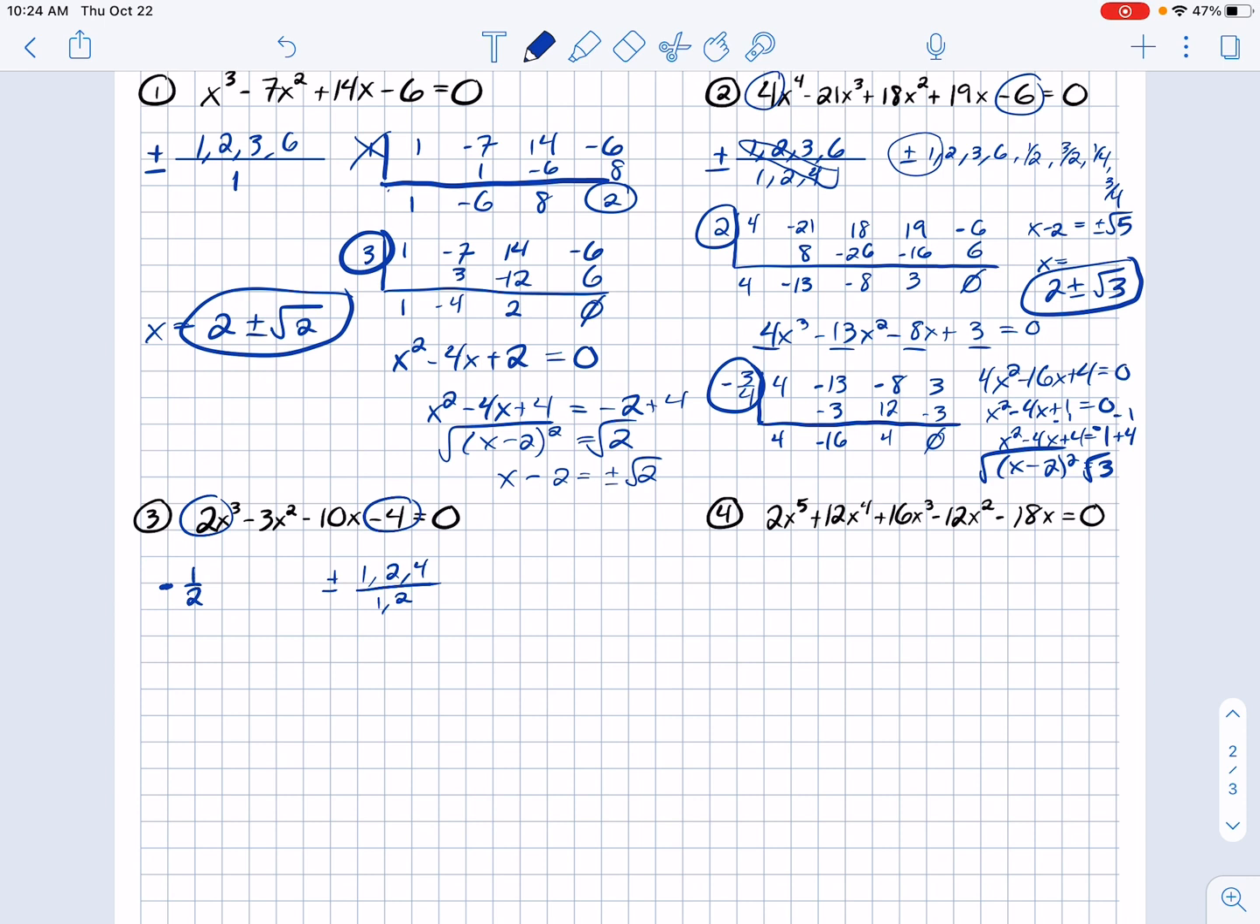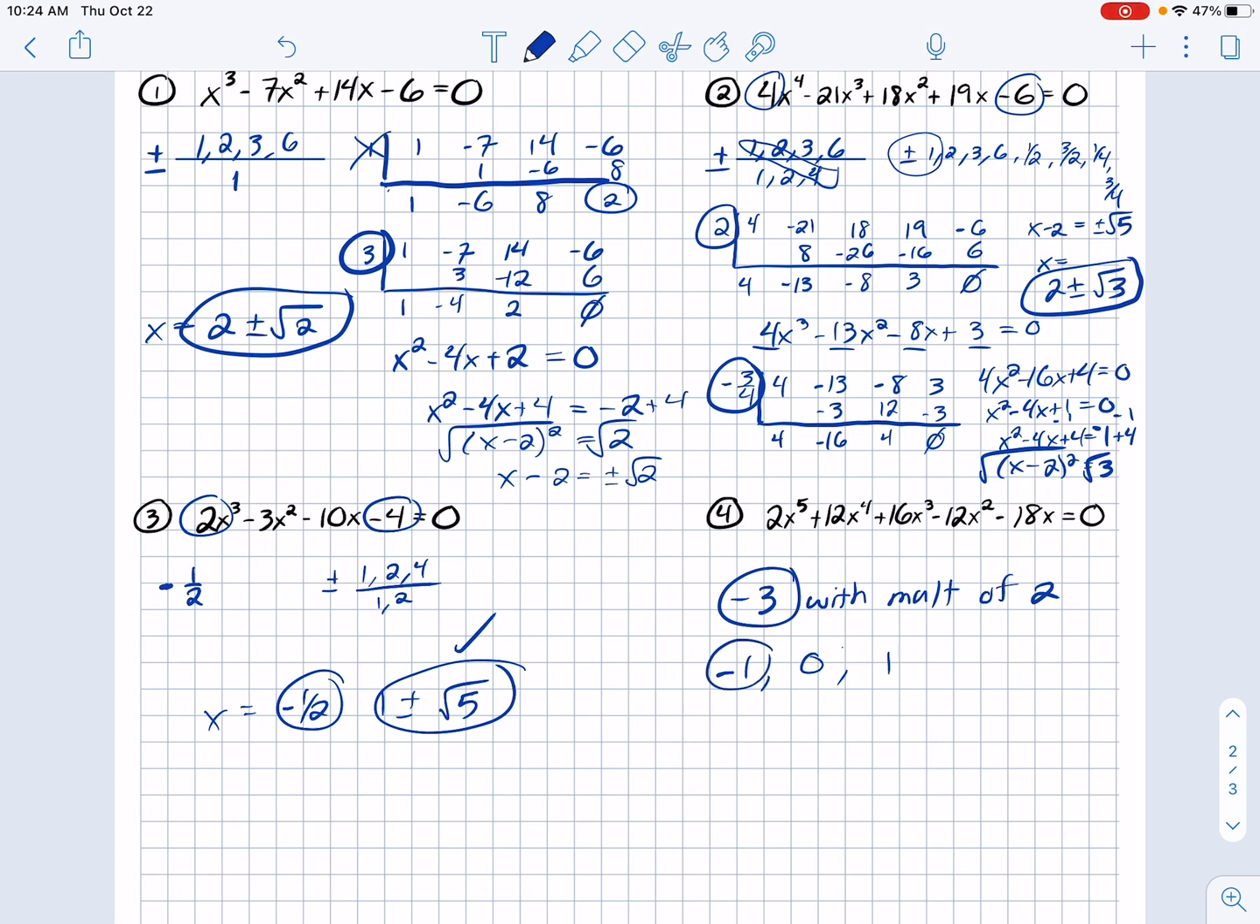Okay, for number 3, the roots that we had for this equation were -1/2 and 1 plus or minus root 5. Okay? Either a quadratic formula or completing a square to get these last 2 roots. For number 4, you were going to get -3 with a multiplicity of 2, so it was going to repeat twice, and then -1 as a root, 0, and +1.